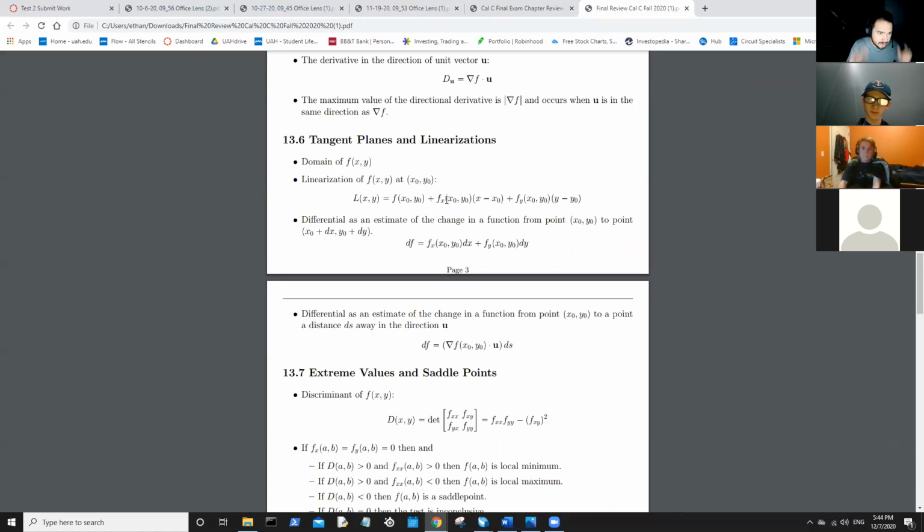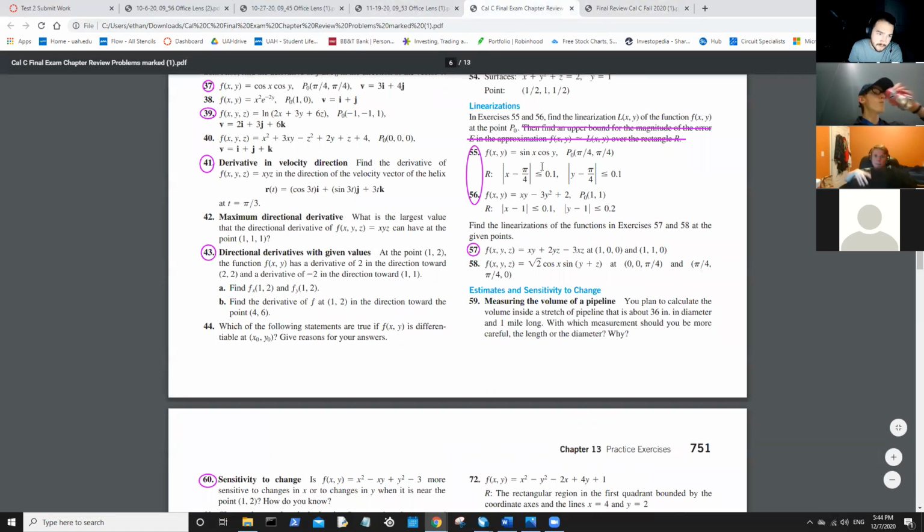It looks like it's just the function evaluated, plus the partial with respect to x evaluated times x minus x naught, plus the partial with respect to y evaluated times y minus y naught. Similar to what we've been doing. So we just add on an extra constant in the form of the function evaluated at its point. Find the linearization of the function at the point.